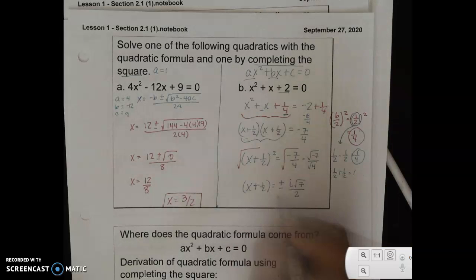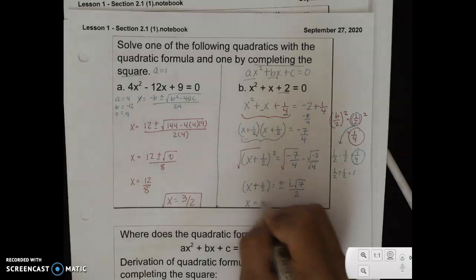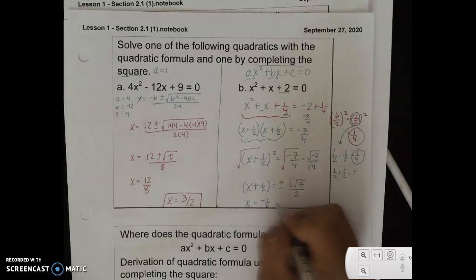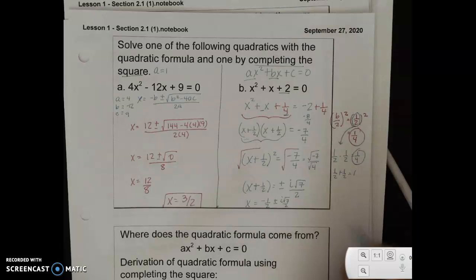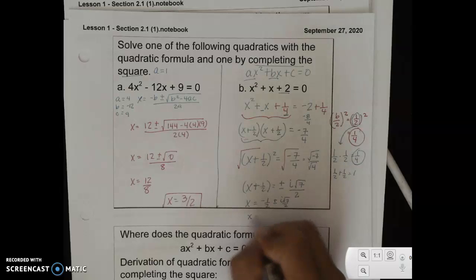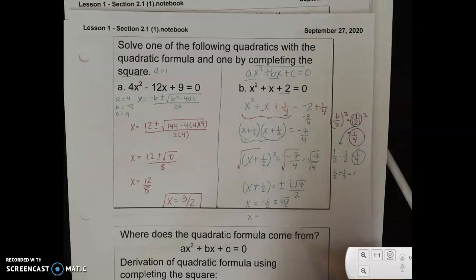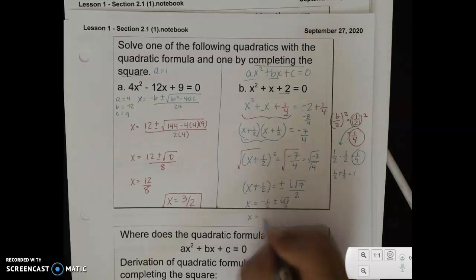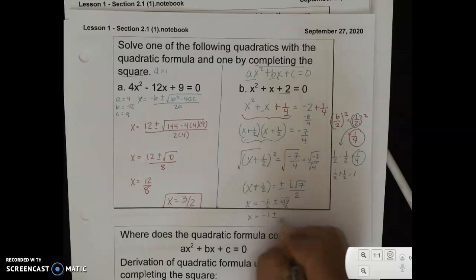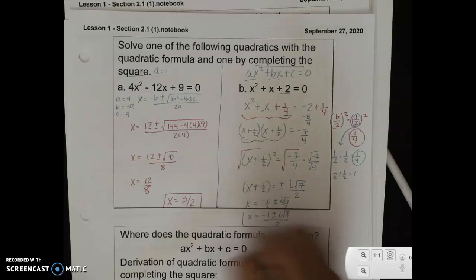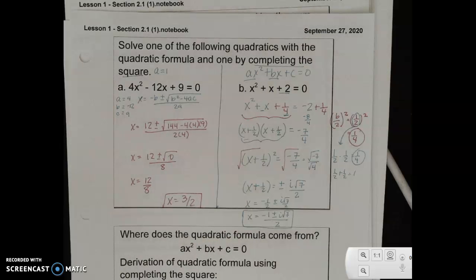And then my last step is just going to be to subtract this 1/2 over. So negative 1/2 plus or minus i root 7 over 2. Since both of these have a common denominator, you may see this written with the tops combined. So negative 1 plus or minus i root 7 over 2. Okay, so there's our final answer from there.